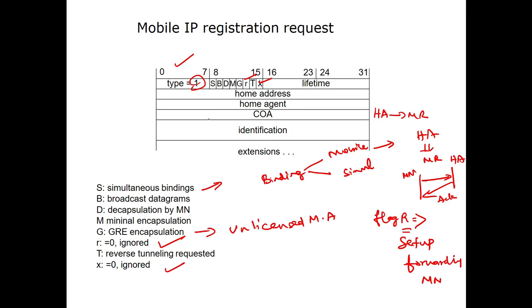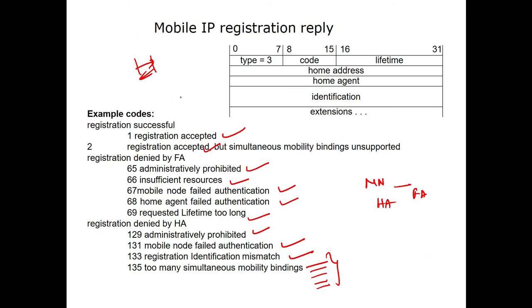And then we have the unlicensed mobile agent, which is said to be the GRE encapsulation. GRE stands for generic routing encapsulation, right? And we do not need the X and the remaining values. So X is said to be 0, which is ignored, right? And this is the mobile IP registration reply. So after getting the request, it will reply. So this reply is sent with respect to acknowledgement.